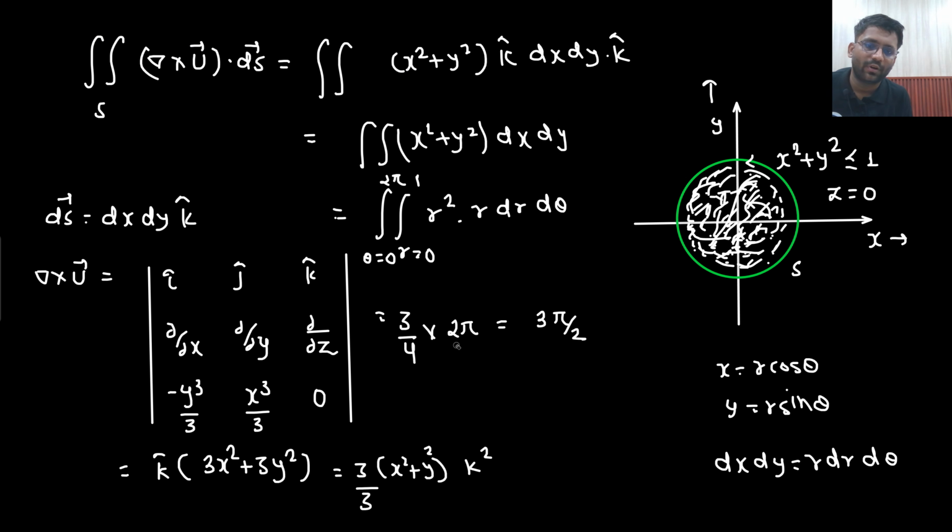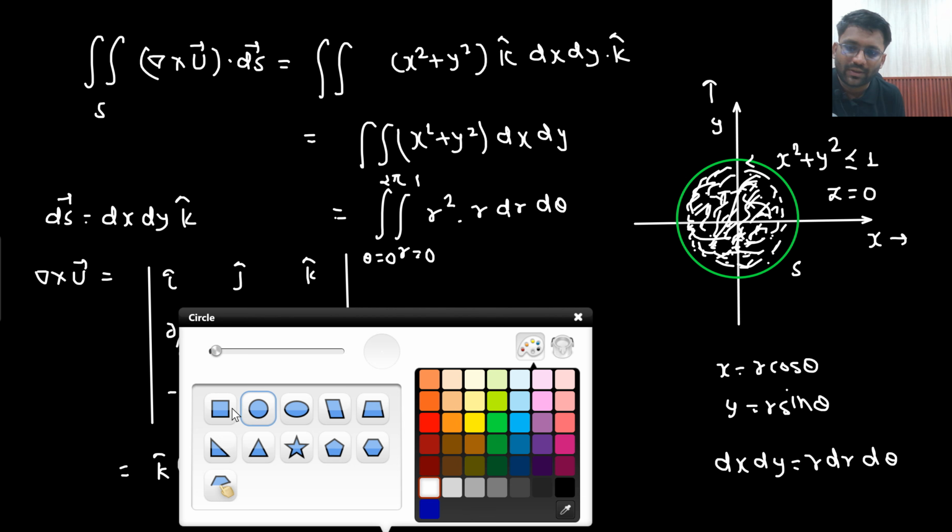So r to the power 4 by 4, so it will become 1 by 4 into 2 pi. So the answer is pi by 2.